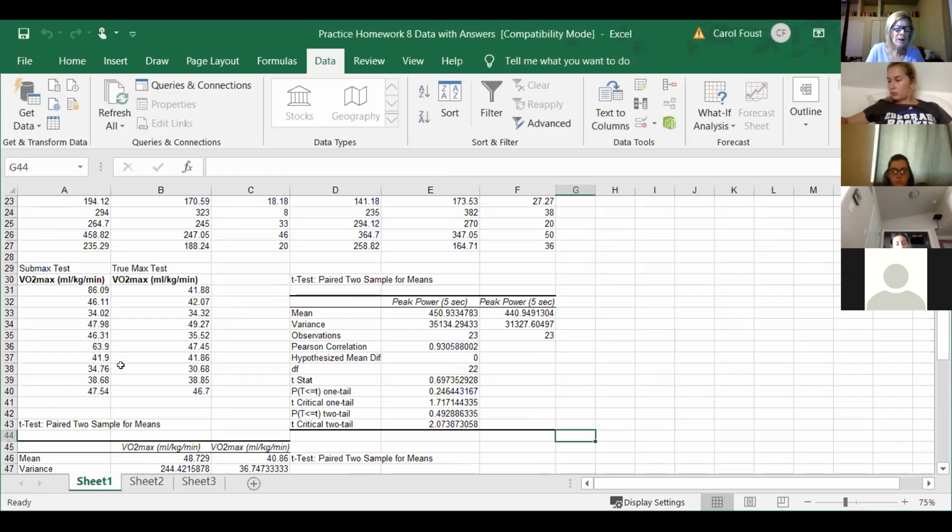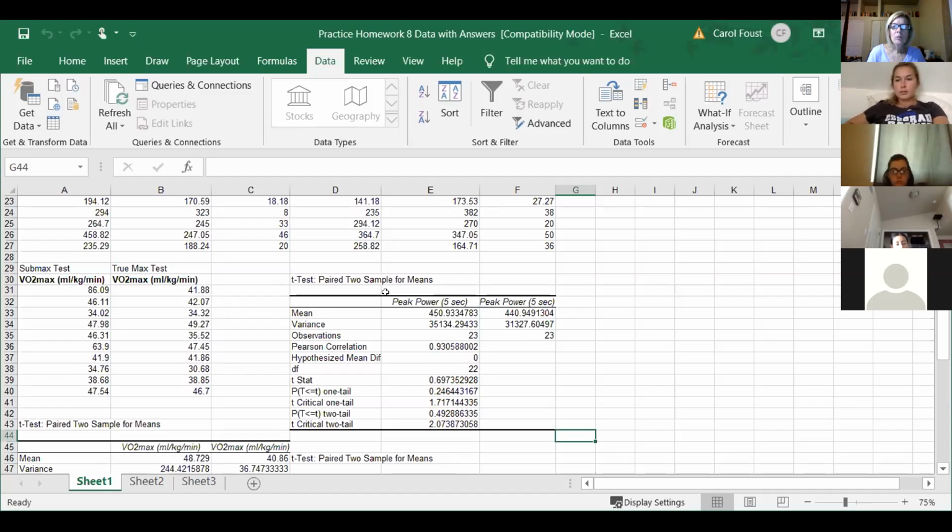Okay, so here's what that first one looks like. The mean for the peak power on the first day was 450. The mean for the peak power the second day was 440.